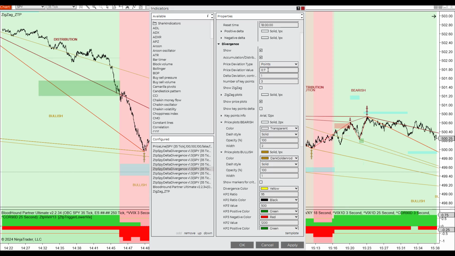He then has his next at 0.7, and we flip our colors. And the last one is set at 0.9. So he's basically flipping them every 20 cents.